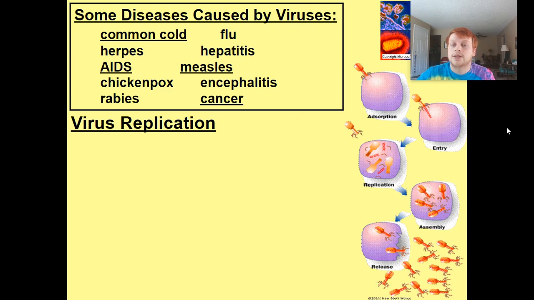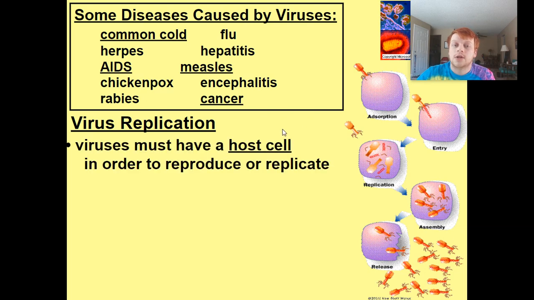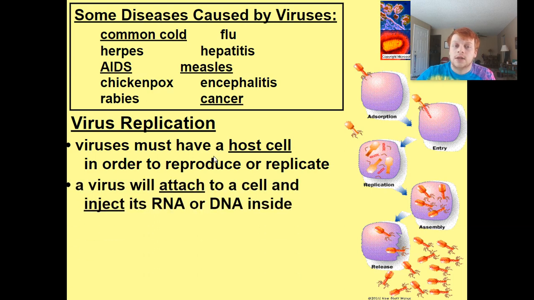Now, in order for viruses to reproduce, they can't do it on their own, so they actually have to use a host cell. So the host cell is pictured over here as this purple blob. The virus we're looking at is a bacteriophage, so we can assume the purple blob is a bacteria. And what happens is the virus attaches itself to the cell through a process called adsorption. So you can see it's attached here. And then it injects its RNA or DNA during the entry phase. So you can see the DNA that was inside of this bacteriophage has been injected into the cell.